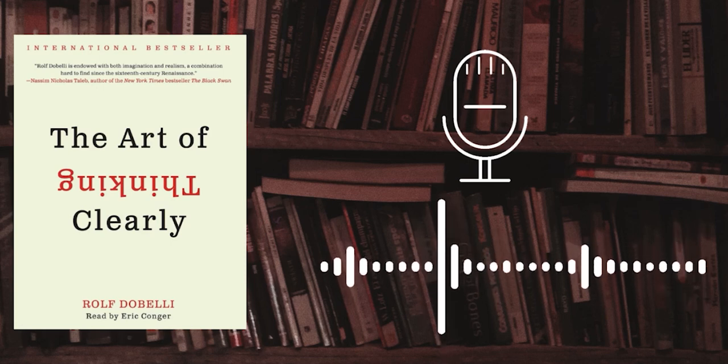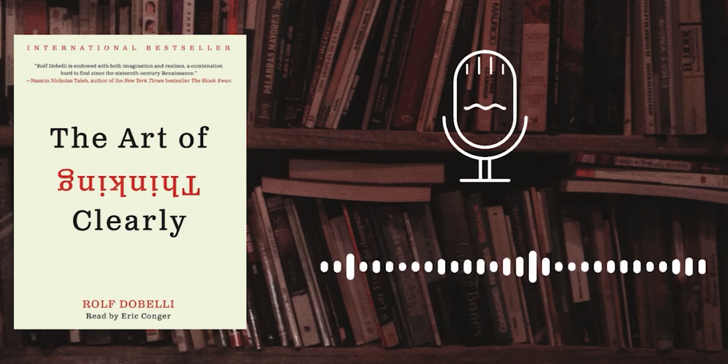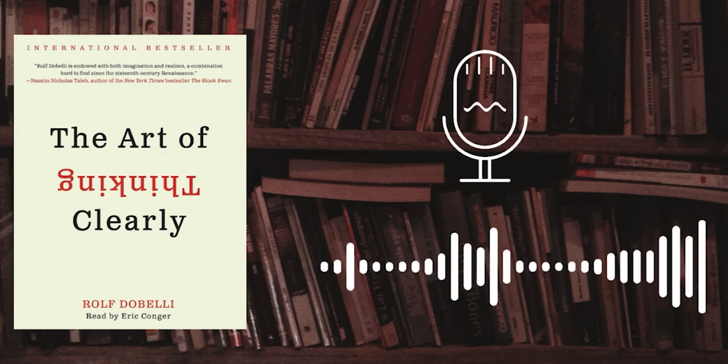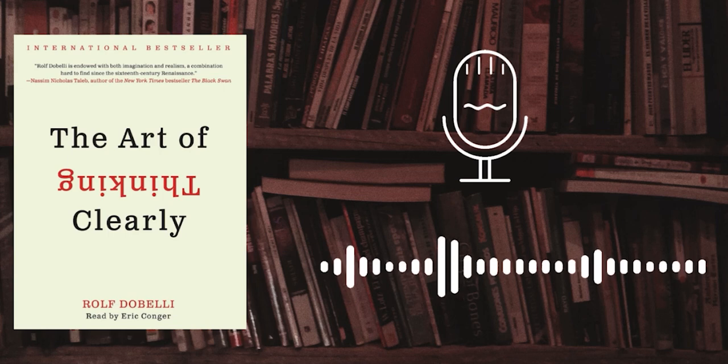Recency effect. The recency effect is the tendency to remember recent events more vividly than earlier ones. This can skew our perception of trends and patterns. Understanding the recency effect helps us take a broader view of our experiences and make more balanced assessments.